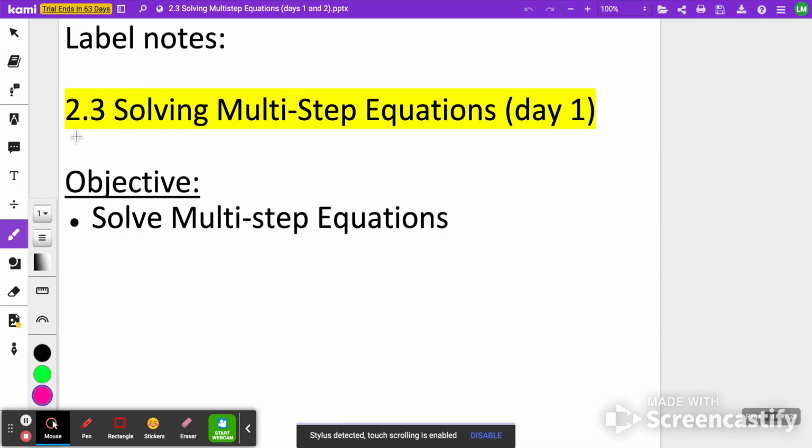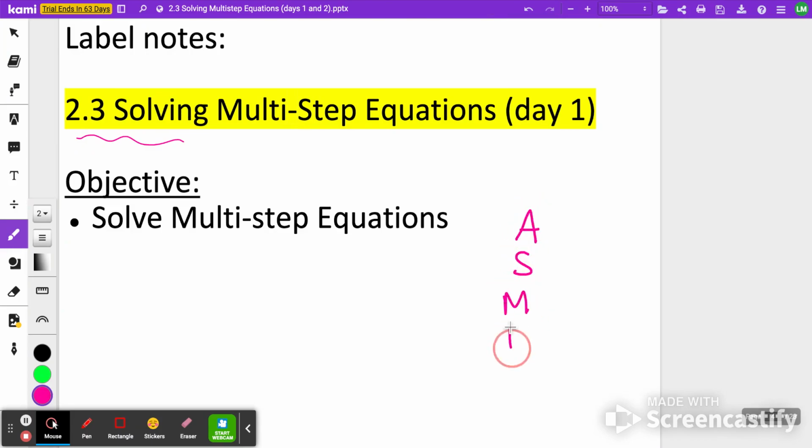Today we're going to look at lesson 2.3, how to solve multi-step equations. We're just going to focus on distributing and then using adding and subtracting, multiplying and dividing. So it kind of goes back off of lesson 2.2 where you add, subtract, multiply, divide, except now we might have this thing called distributing. So we're going to look at how does that work too.